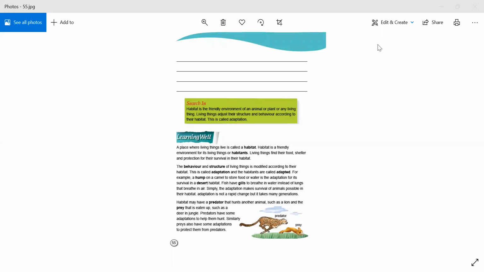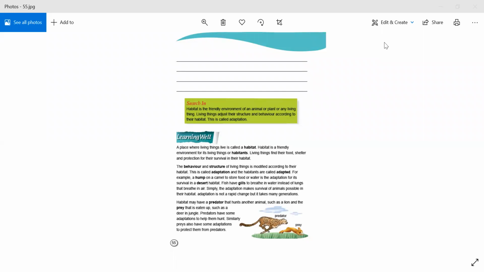A habitat may have a predator that hunts another animal, such as a lion, and the prey that is eaten up, such as a deer in the jungle. Predators have some adaptations to help them hunt. Similarly, prey also have some adaptations to protect them from predators. Okay, when we are talking about habitats, they have a predator as well as prey.